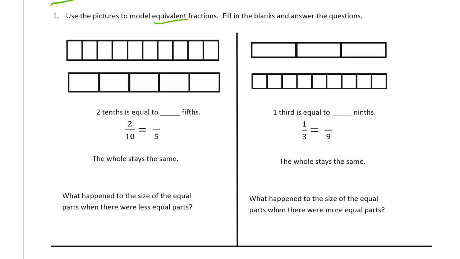2/10 is equal to how many fifths? So here we're going to use this. The tenths are 1, 2, 3, 4, 5, 6, 7, 8, 9, 10 equal parts. So 2 of them is 2/10. And this is 1, 2, 3, 4, 5. These are fifths. So I need 1 to match up. I need 2/10 equal to 1/5. 2/10 equal to 1/5.